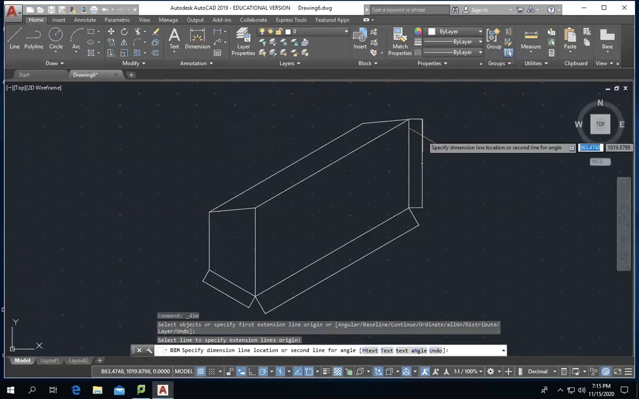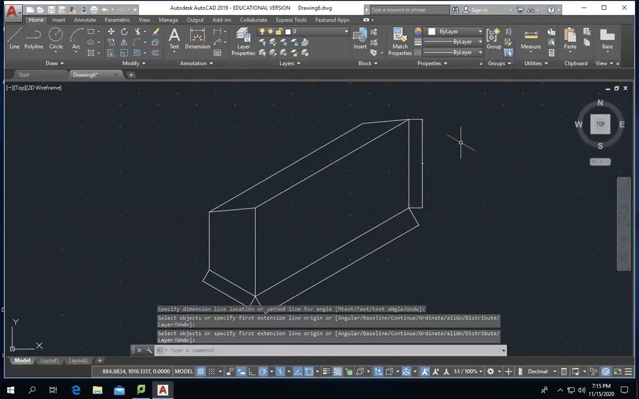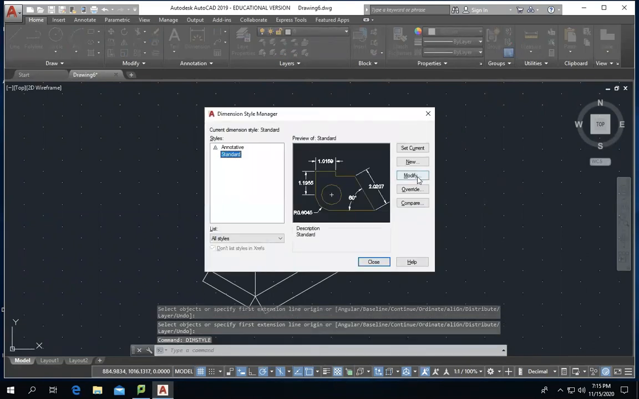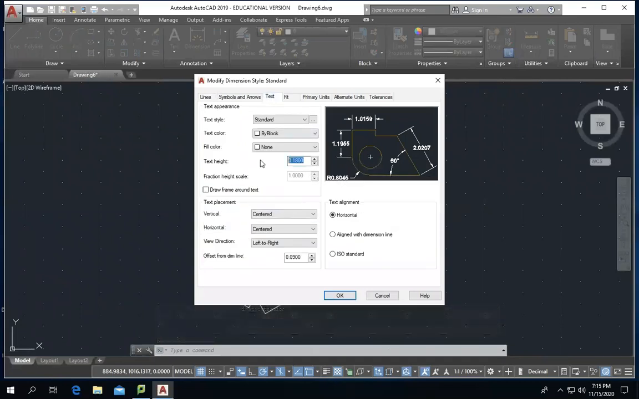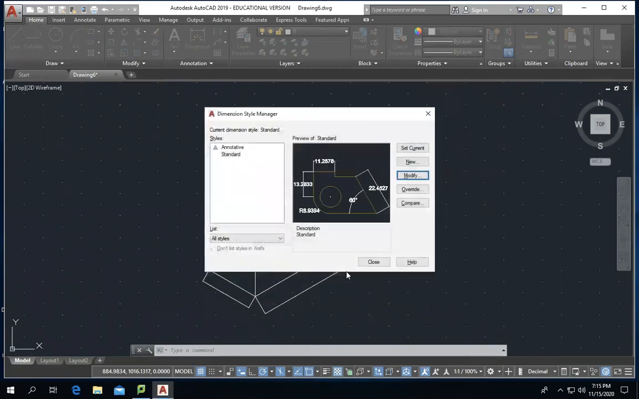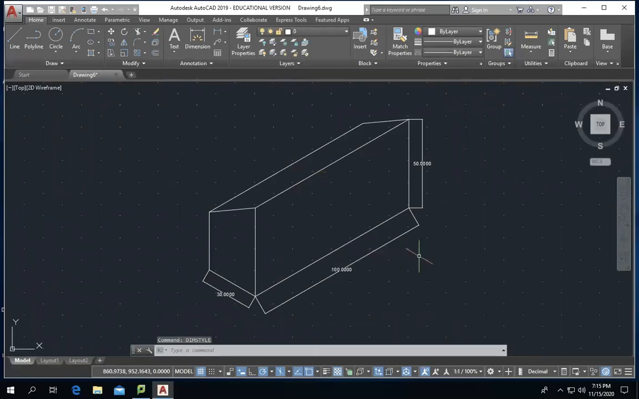And obviously the text is too small. So the way to remedy that would be typing dim style, modifying, and then I don't know, let's try something bigger than what was preset already. So let's see how that works. Yeah, 2 units works pretty well.